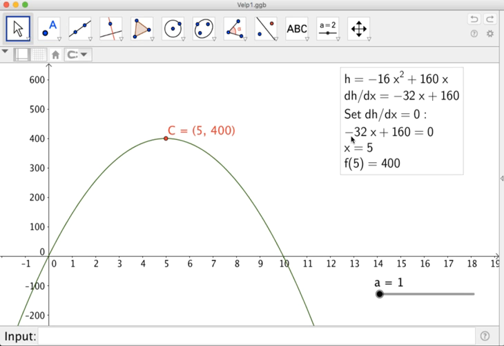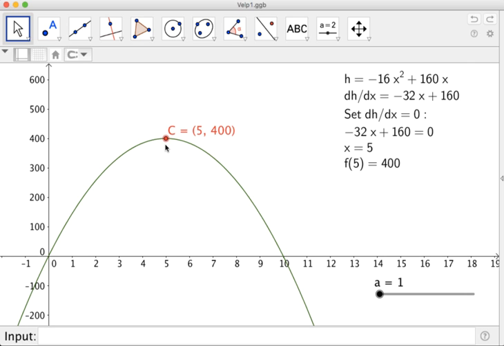And we were given the equation for that, and we said that the height, h, is equal to negative 16x squared plus 160x, where x represents the number of seconds. That means that when we take the derivative dh/dx, we have negative 32x plus 160. So here we have the graph.